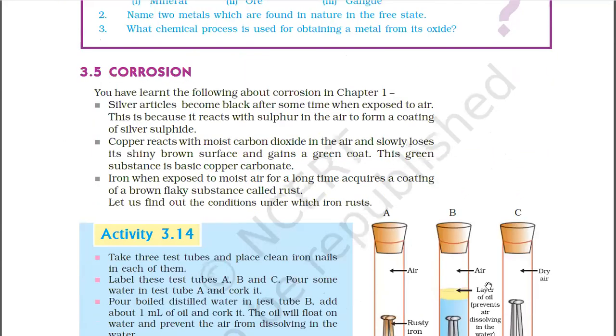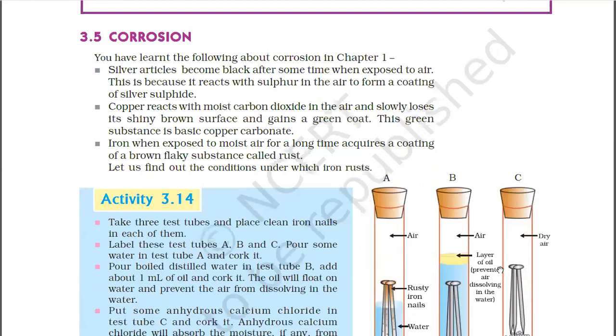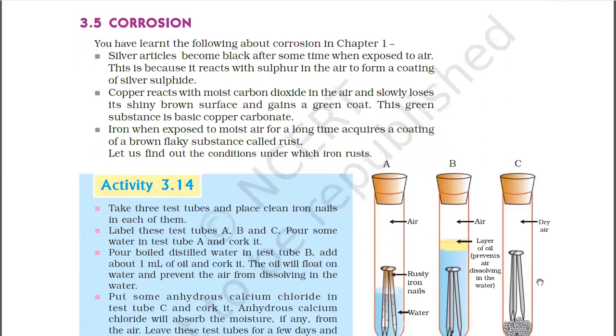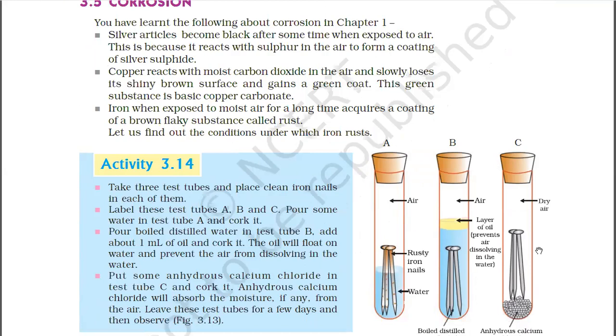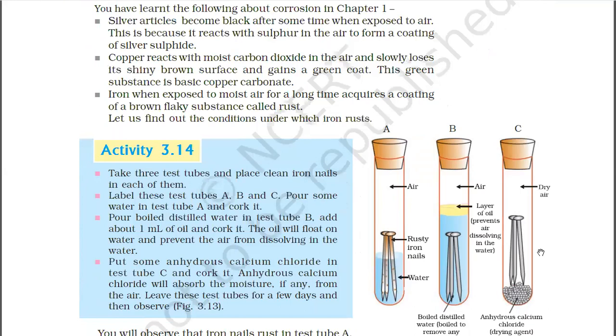Corrosion. You have learned the following about corrosion in chapter 1. Silver articles become black after some time when exposed to air. This is because it reacts with sulfur in the air to form a coating of silver sulfide. Copper reacts with moist carbon dioxide in the air and slowly loses its shiny brown surface and gains a green coat. This green substance is basic copper carbonate. Iron, when exposed to moist air for a long time, acquires a coating of a brown flaky substance called rust.